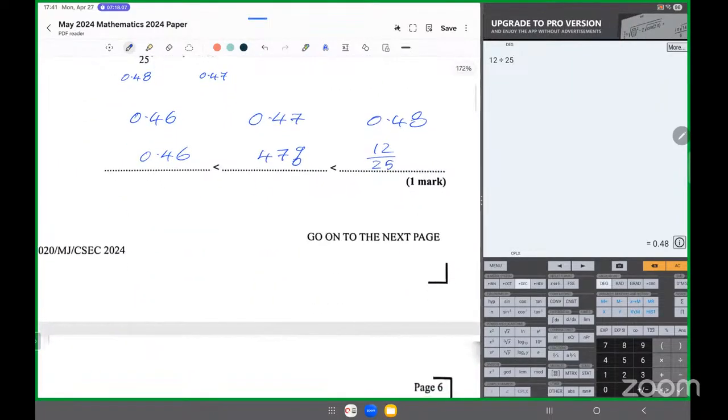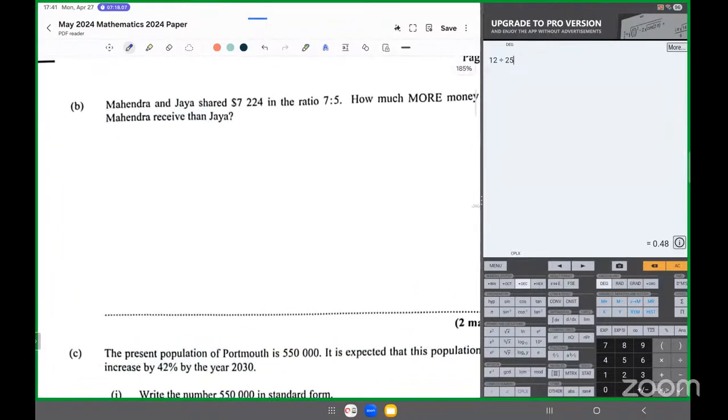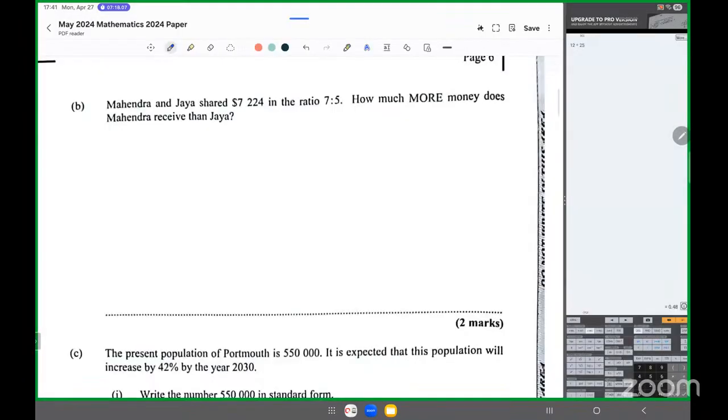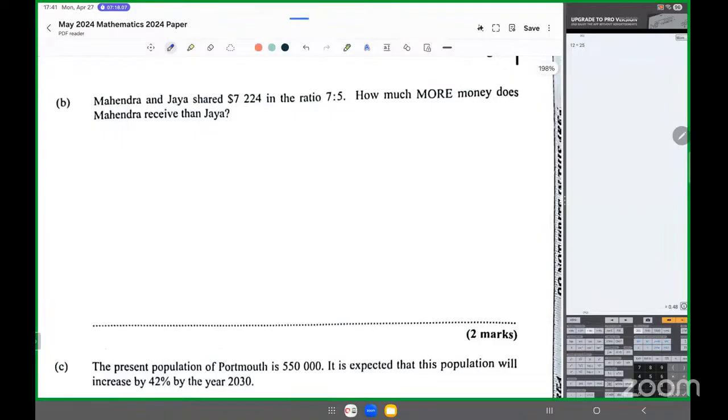All right. Next question. It says, Mahendra and Jeha shared $7,224 and they shared it in the ratio 7:5. So like they divided it into 12 parts. One person gets 7 parts of it, another person gets 5 parts of it, 7:5. How much more money does Mahendra receive than Jeha?